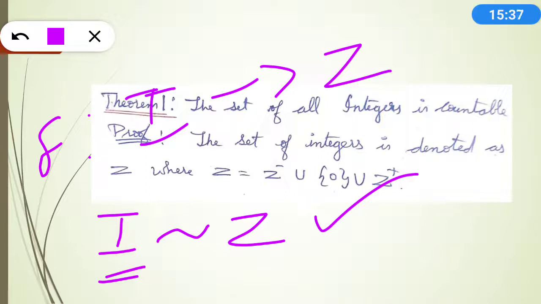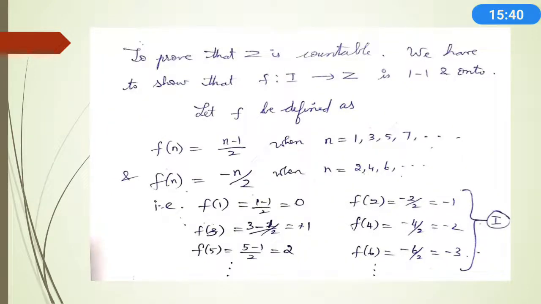Before proving f to be 1 to 1 and onto, let me define the function f. f of n is equal to (n minus 1)/2 when n is odd, that is, when n takes values 1, 3, 5, 7 and so on. And f of n is equal to minus n/2 when n is even, if n takes even values 2, 4, 6, 8 and so on. So if I put n as 1, it comes under the first case. Substituting, it is (1 minus 1)/2, which is 0. If I put n equal to 2, it comes under the second case, so minus 2/2, which is minus 1. If I put n equal to 3, I get the value plus 1. If I put n equal to 4, I get the value minus 2.